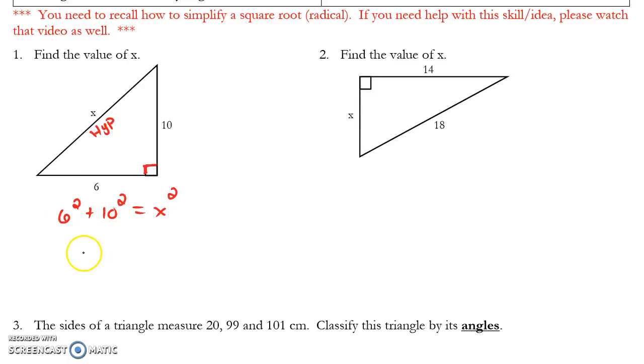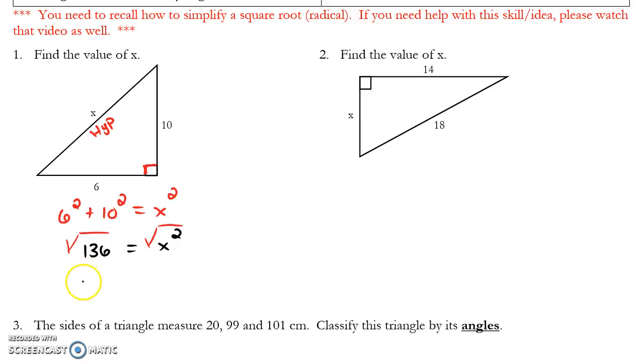6 squared plus 10 squared is 136. That's equal to x squared. Now, square root both sides to get x by itself. The square root of 136 is not a perfect square. So this is where I have to start simplifying my radical.